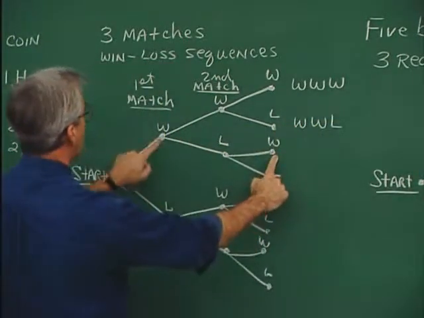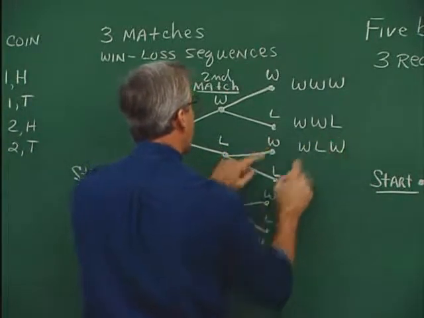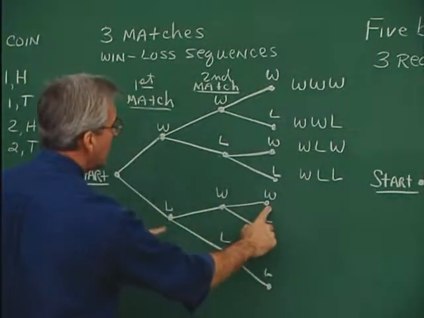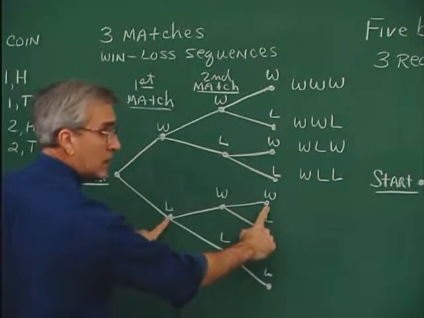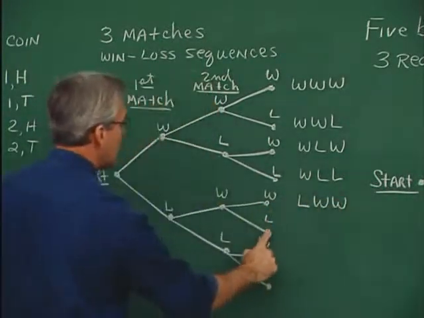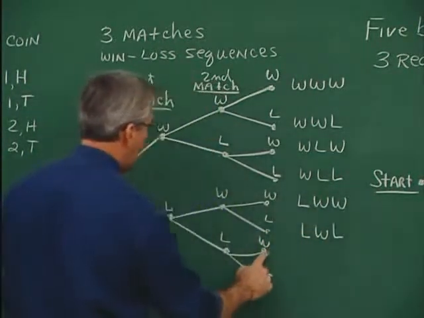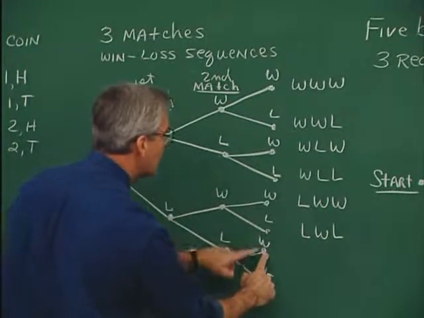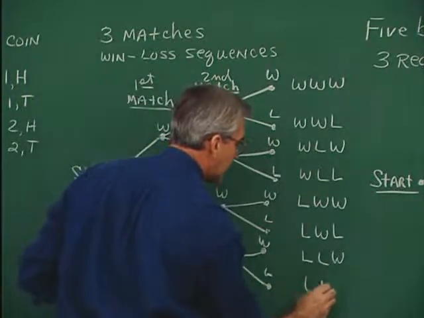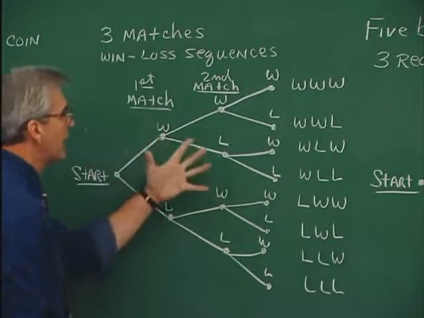And then to this point, it's win-loss-win. And to this point, win-loss-loss. And then down here, we have a win, but we started out with a loss over here, so it's loss-win-win. You see, and then here, loss-win-lose. And then lose-lose-win. And then lose-lose-lose. And let's hope that doesn't occur. But at any rate, these are all the possible sequences by looking at the tree diagram.